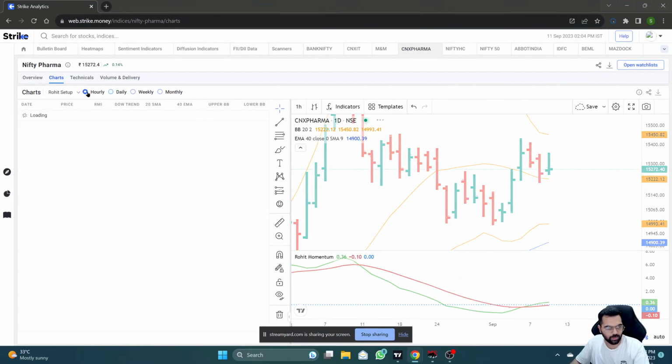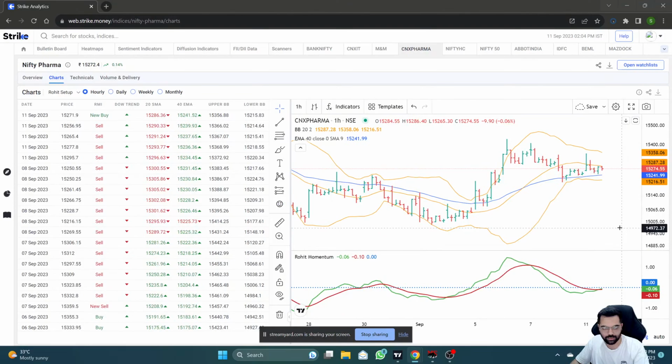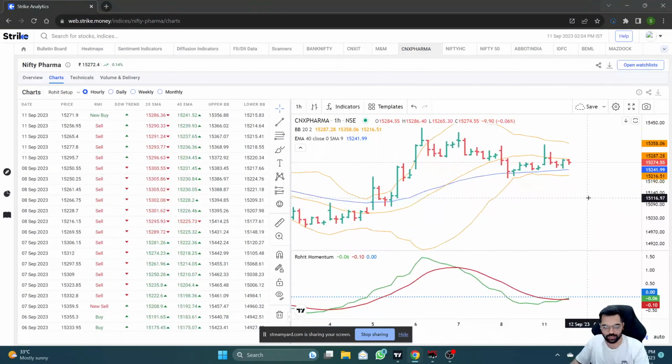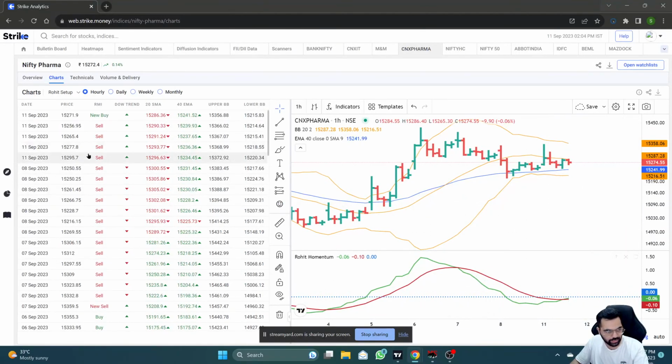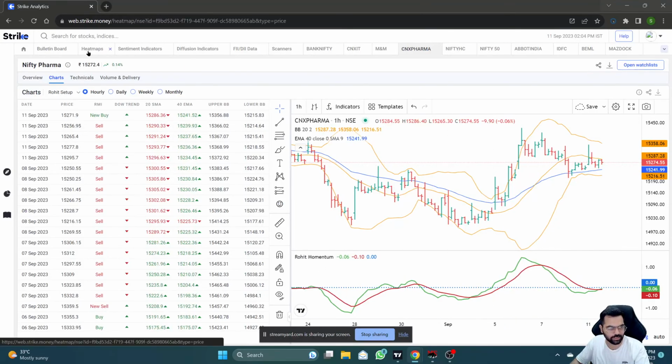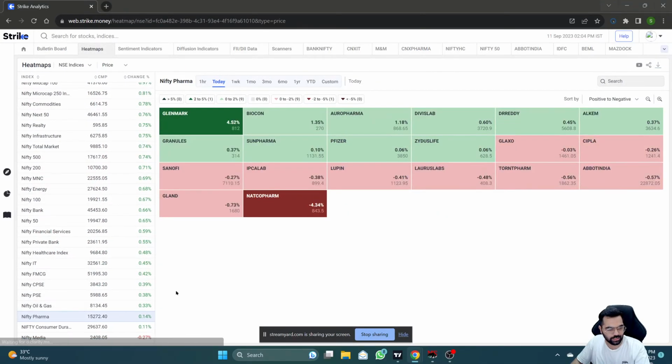Let's try to go down to hourly on this one to see if we have any new signal. So interestingly, if you look closely here at the current hourly candle, if it holds up at current prices for another few minutes, when this candle closes you will get a new buy signal in the RMI. So that is interesting. A new hourly cycle starting on the Nifty Pharma. Let's quickly see if any components are showing signs.